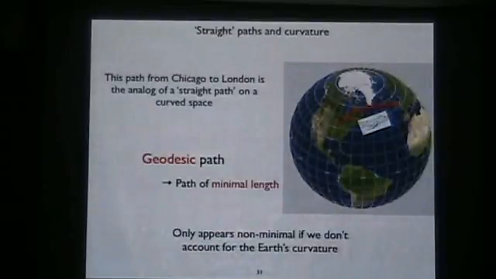Okay. So the path from Chicago to London is the analog of a straight path on a curved space. And we have given a name to this. It's called the geodesic path. And the only reason it appears non-minimal when we look at a flat surface is because we didn't account for the fact that the Earth's surface is curved.